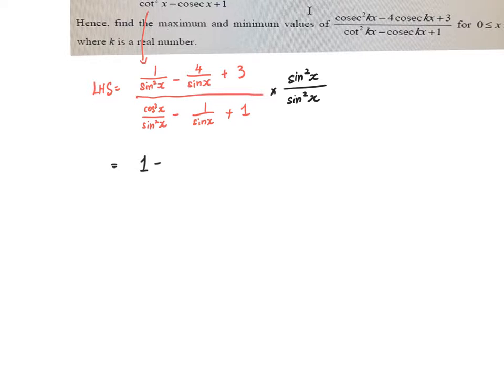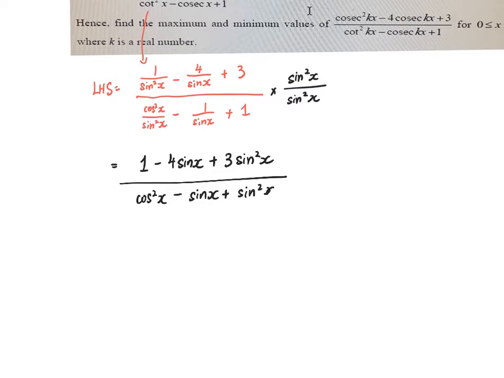This 4 over sine x multiplied by sine square, I'm going to get 4 sine x. 3 multiplied by sine square, I'm going to get 3 sine square. My denominator, I'm going to get cosine square minus sine x plus sine square. Looking at cosine square and sine square, I know that this gives me 1. So I'm going to have 1 minus sine x in my denominator.